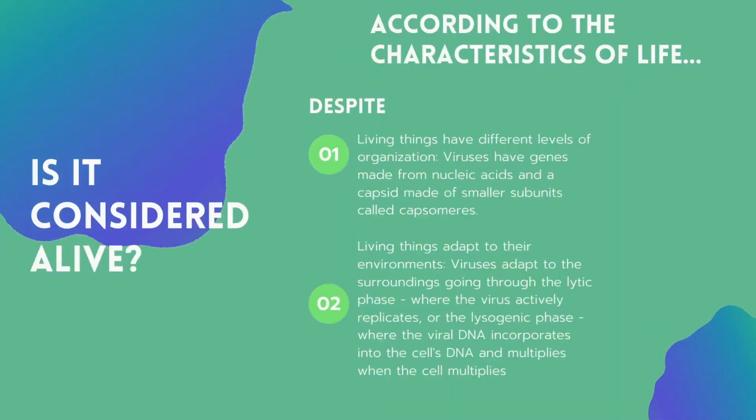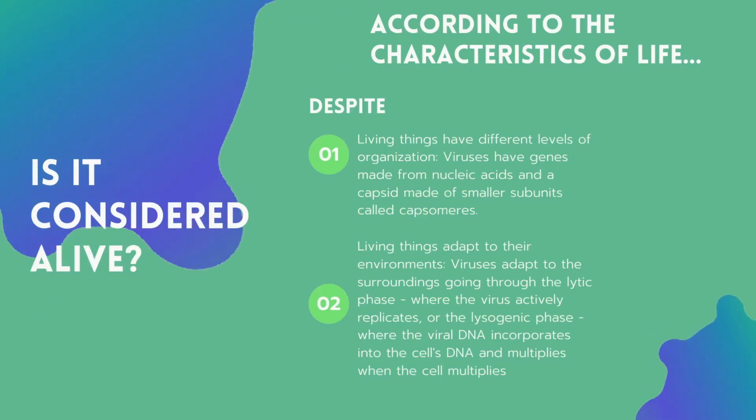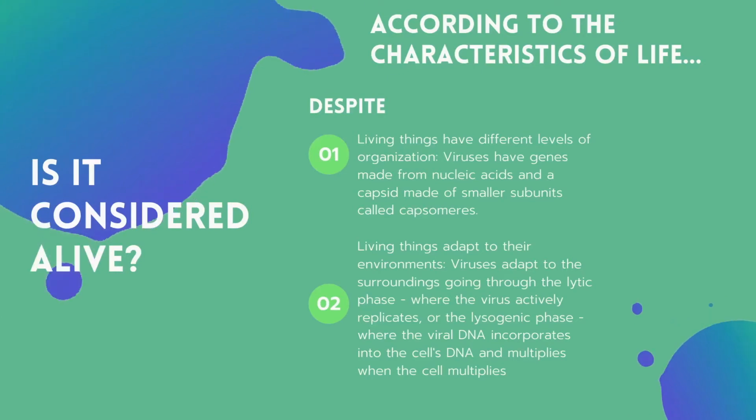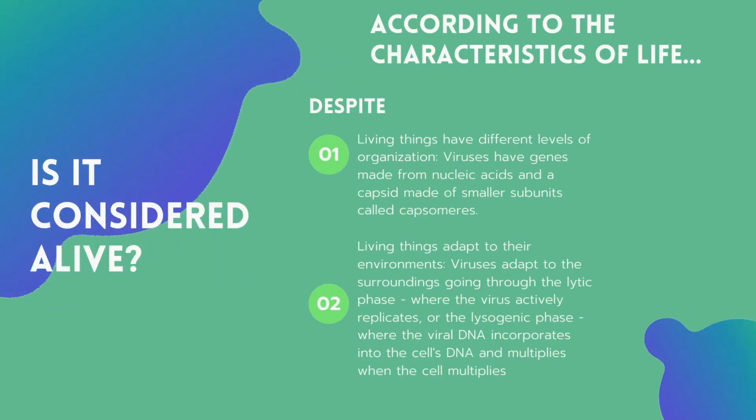So, can the virus be considered alive? According to the characteristics of life, living things have different levels of organization. Viruses have genes made up of nucleic acids and a capsid made from smaller subunits known as capsomers. Also, living things adapt to their environments. Viruses adapt to the surroundings, going through the lytic phase where the virus actively replicates, or the lysogenic phase, where the viral DNA incorporates into the cell's DNA and multiplies when the cell multiplies.